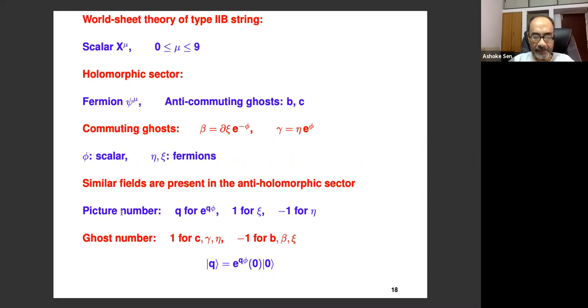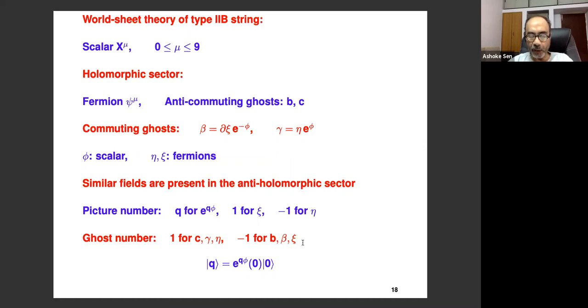We define the picture number as q for e^{qφ}. So the picture number is roughly the φ momentum. But you also assign 1 for ξ and -1 for η, and that ensures that beta and gamma don't carry any picture number. That's the definition. And then you also have ghost number. We define it as 1 for c, gamma and η, and -1 for b, beta and ξ.